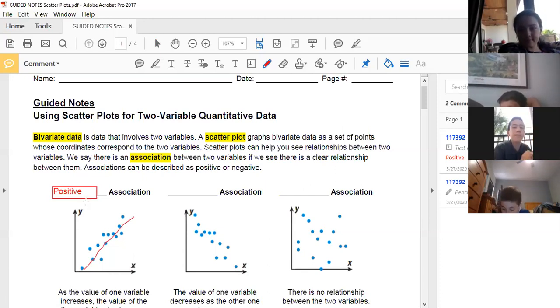So if we're thinking about some real examples of as x goes up, y goes up, that's called positive association. They're matched. So I could say something like, as I eat more food, I also gain more weight. That has a positive association. So what do you guys think? What are some other possible positive associations that we could have?